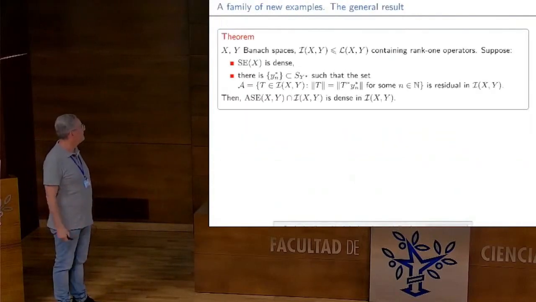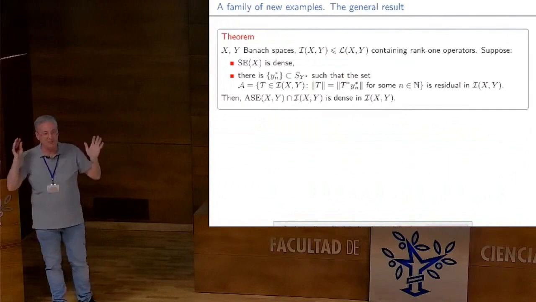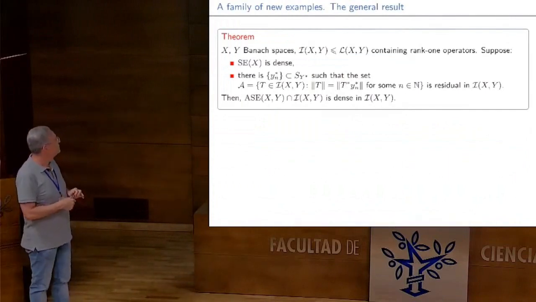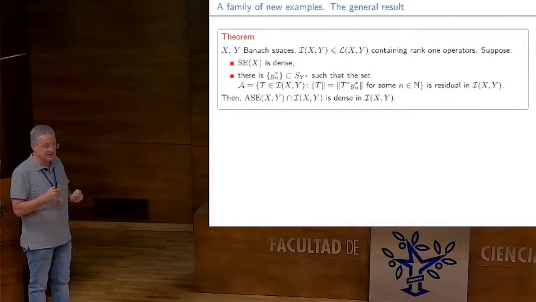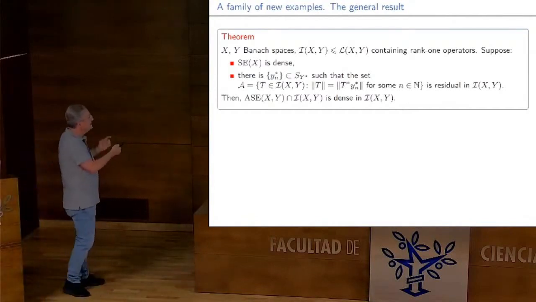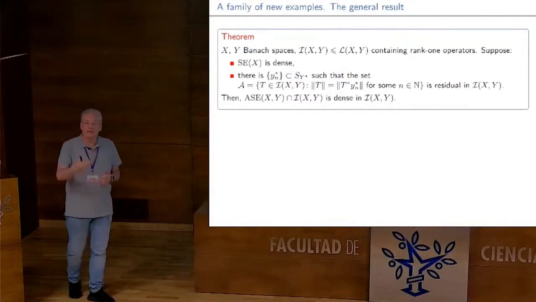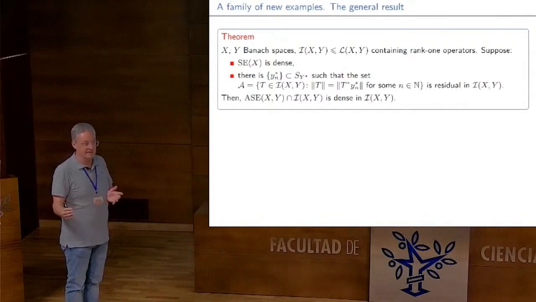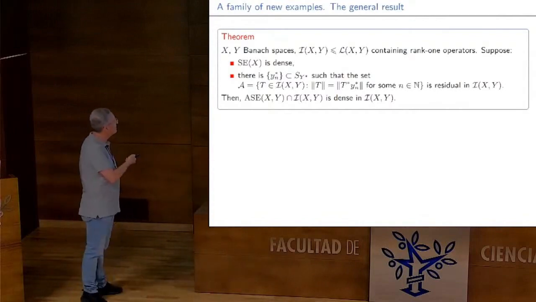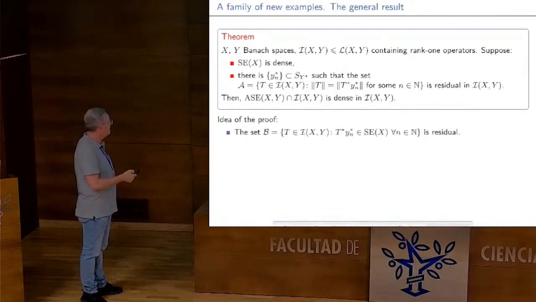Okay, so a first family of examples. This is a very general result. Suppose you have an ideal of operators, but you can think about the compact operators or the set of all operators. Suppose you have an ideal of operators which contains rank 1 operators. Suppose that the set of strongly exposing functionals is dense. And the hypothesis on X and Y: there is a sequence in the unit sphere of Y star such that the set of operators whose adjoint attains the norm at one of the elements of the sequence is residual, so dense and containing a G delta dense. Then the set of strongly exposing operators from X to Y which belong to the ideal is dense in the ideal. And the idea of the proof is rather easy.